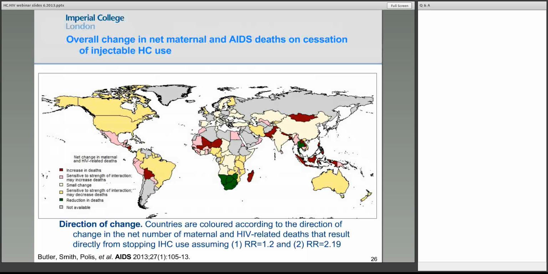Our colleagues at Imperial College London have done some modeling work to try to clarify this balance of risks and benefits. So under the assumption that DMPA does increase the risk of HIV, they modeled what would happen if DMPA use ended in terms of additional maternal mortality versus averted HIV mortality. And they conclude that unless the true effect size for DMPA approaches a relative risk of 2.19 or more than double, reductions in injectable contraception are unlikely to result in an overall public health benefit, but with the possible exception of those countries in southern Africa with the largest HIV epidemics, shown here in green. Next slide.